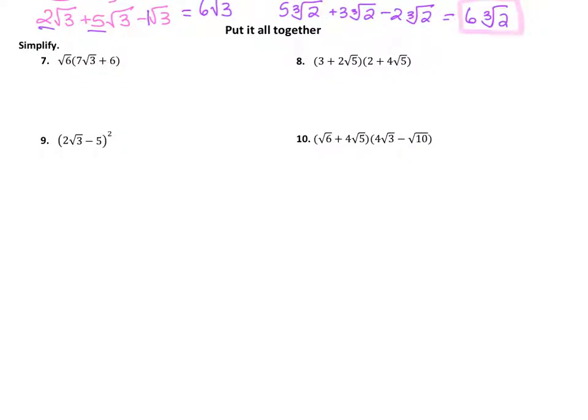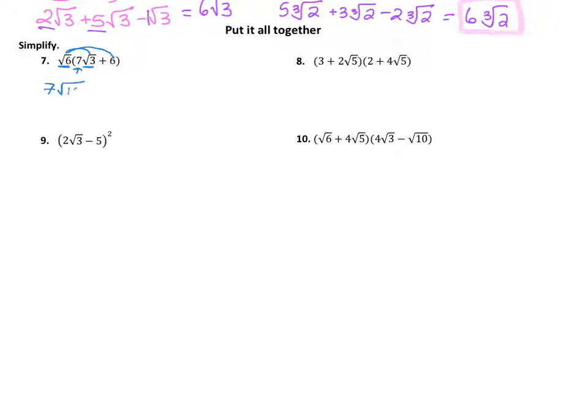All right, now we're going to put it all together. So if I look at example 7, I have a radical outside and some parentheses. Well, if this didn't have radicals, I would distribute. So I'm going to do the same thing, distribute the root 6 in. Now, I can only multiply root numbers with root numbers. So when I multiply the root 6 in, I'm going to do root 6 times root 3. The 7 is just going to stay on the outside.